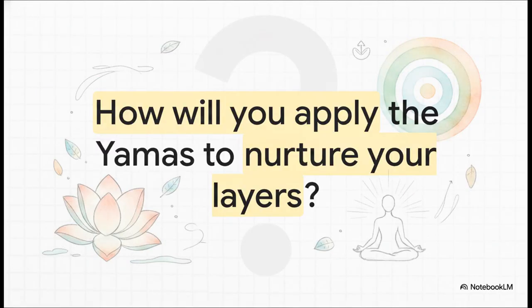So as we wrap up this explainer, we've learned all about the ethical rules, the yamas, and those inner layers, the koshas. I want to leave you with a direct question based on this amazing text. How will you apply just one of those yamas, like kindness or honesty? Or how will you actively nurture just one of your inner layers today?